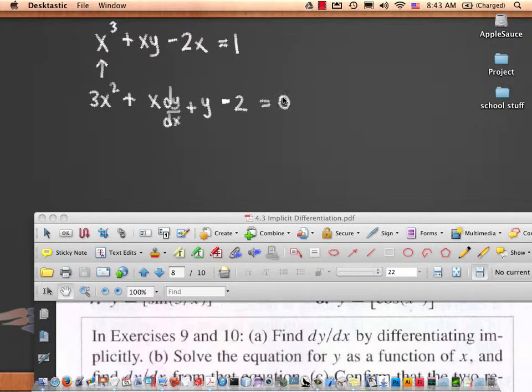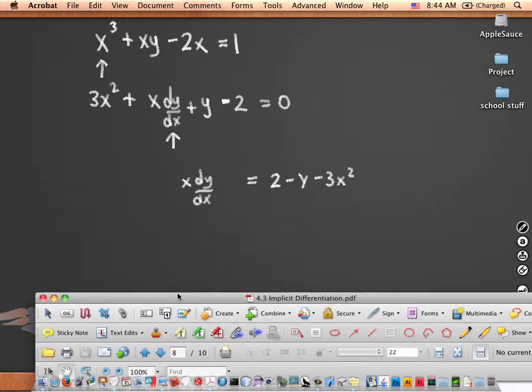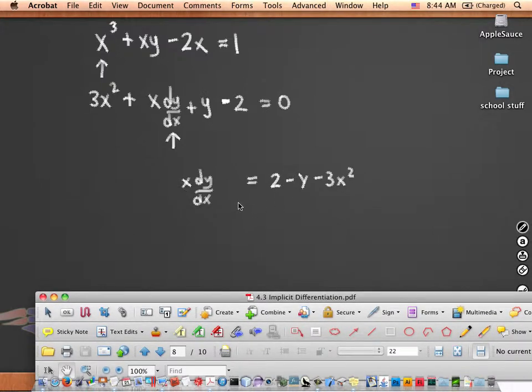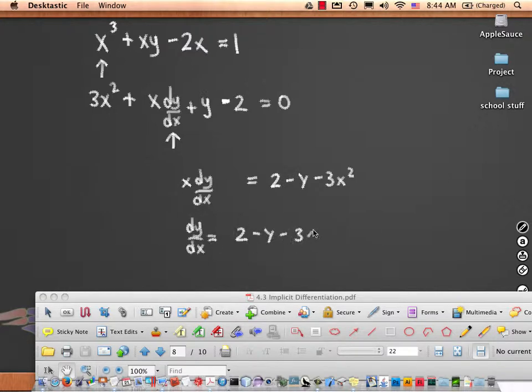0. Now we solve for dy dx, so we get all other terms to the other side, so this is 2 minus y minus 3x squared equals x dy dx. So now all I do is divide everything by x, and I say that dy dx is equal to 2 minus y minus 3x squared all over x.